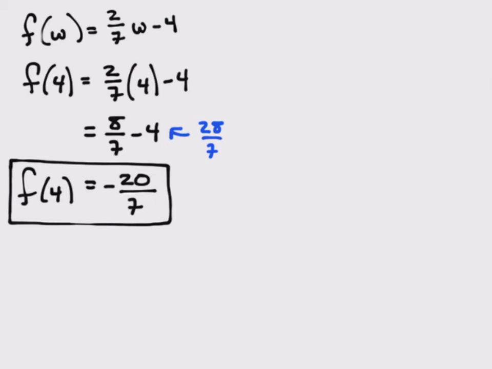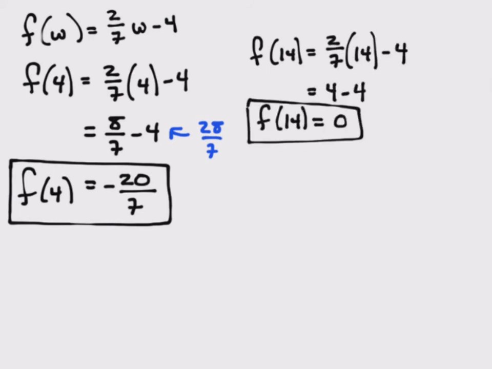Or we could find f of 14, which just says please find the output when the input is 14. And we're just going to substitute 14 for w in our equation. And we find that when the input to this function f is 14, the output is 0.